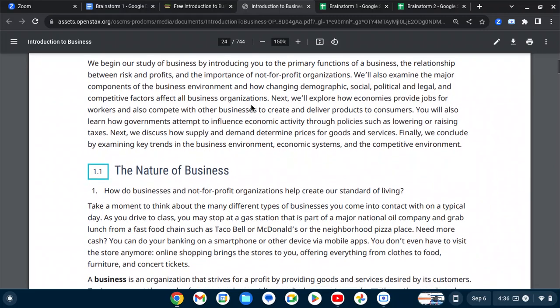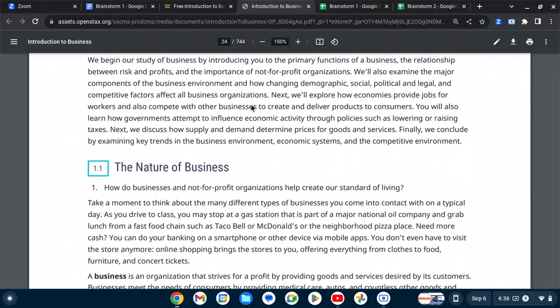We begin our study of business by introducing you to the primary functions of a business, the relationship between risks and profits, and the importance of not-for-profit organizations. We'll also examine the major components of the business environment and how changing demographic, social, political, legal, and competitive factors affect all business organizations. Next, we'll explore how economies provide jobs for workers and also compete with other businesses to create and deliver products to consumers.